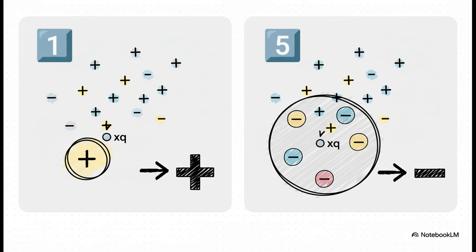Now this is where it gets really cool, because the entire result hinges on our choice for K. If we set K to just 1, we only look at the single closest neighbor. And well, that one's a plus, so XQ gets classified as a plus. Simple enough. But what if we change our strategy and set K to 5? Now we have to draw a bigger circle to include the 5 closest neighbors. And if you count them up, we've got 3 minus symbols and only 2 plus symbols. The majority vote flips. And just like that, XQ is now classified as a minus. This shows you that choosing the right value for K is everything.